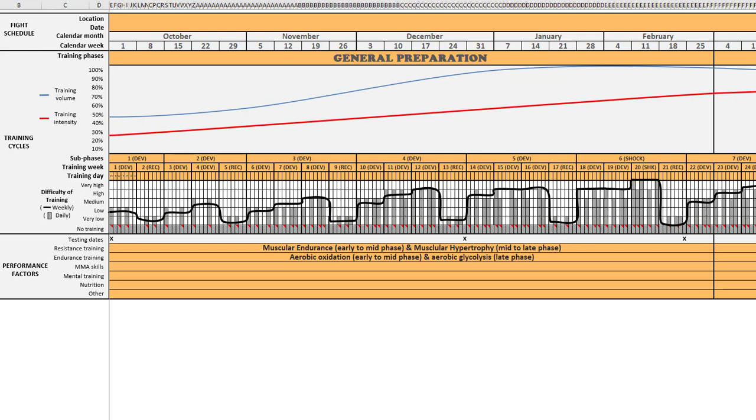Okay, so to save a little bit of time, I've gone ahead and I've filled in this entire fight plan, so it will look different from where we left off in the last session, but don't worry, I'm going to take you through everything that I've done.